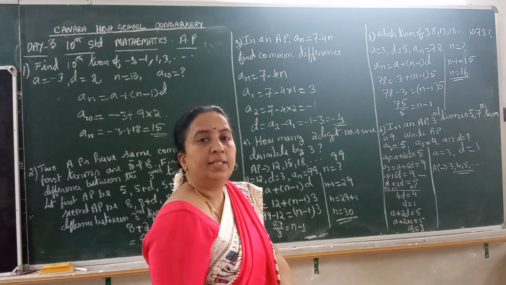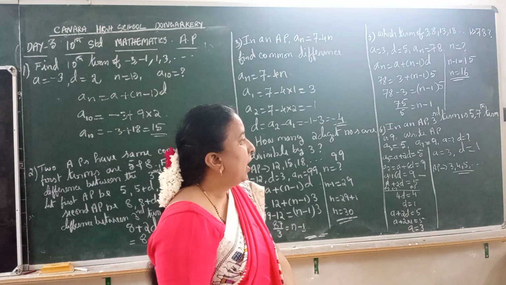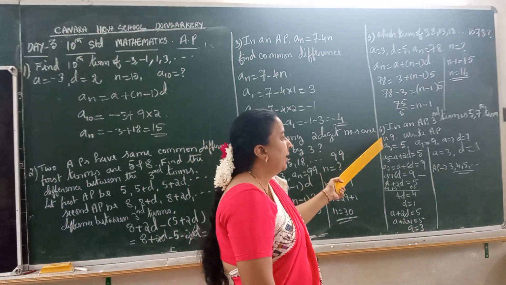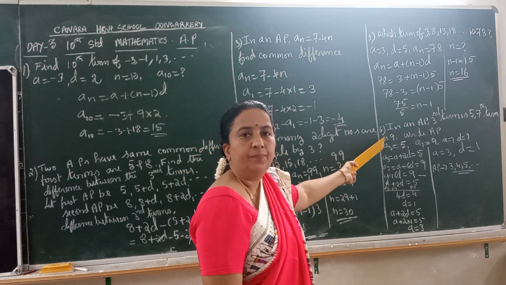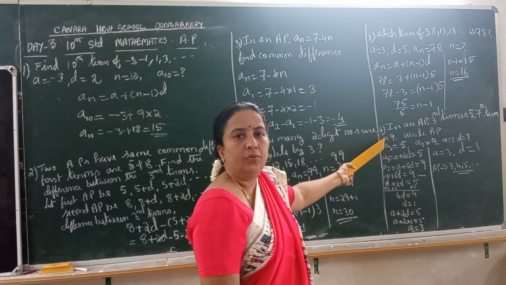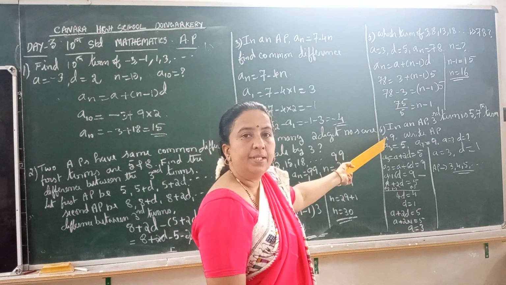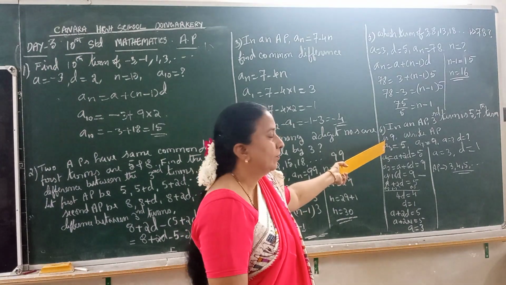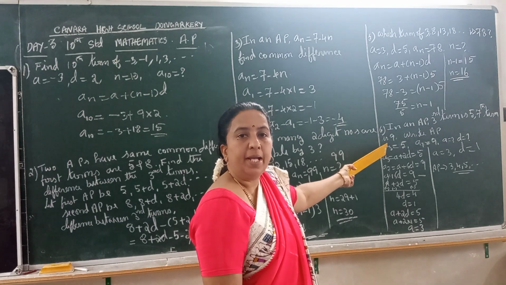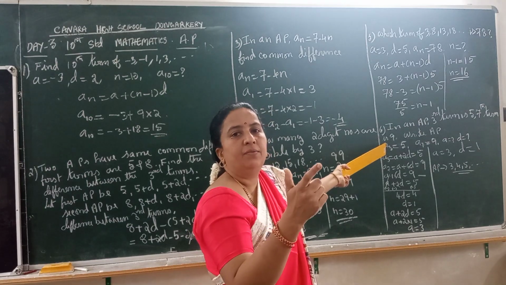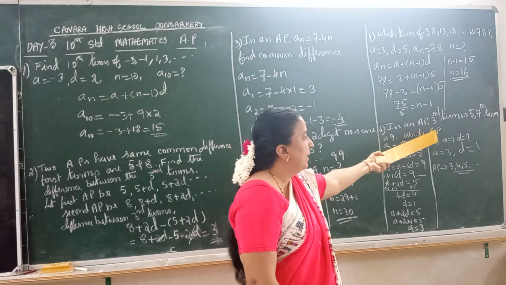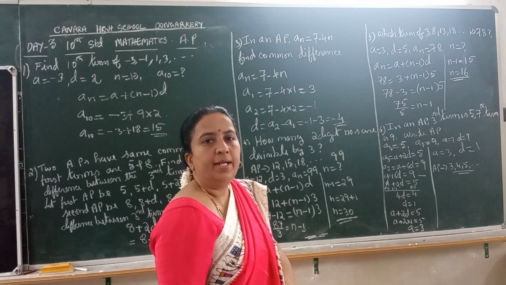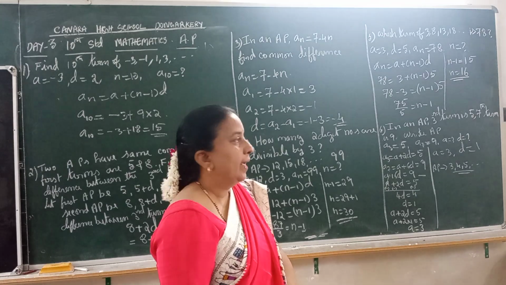How do you write third term? A3. How do you write seventh term? A7. Right. A3 is equal to 5. A7 is equal to 9. To write the AP, we should know what is A and what is D. So let us find A and D. Given are A3 and A7.